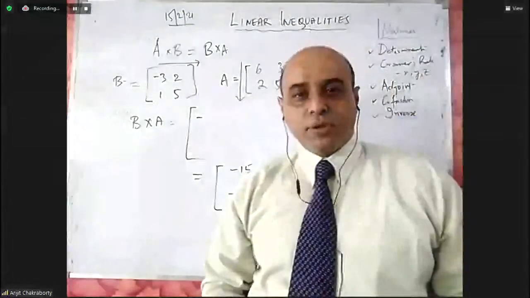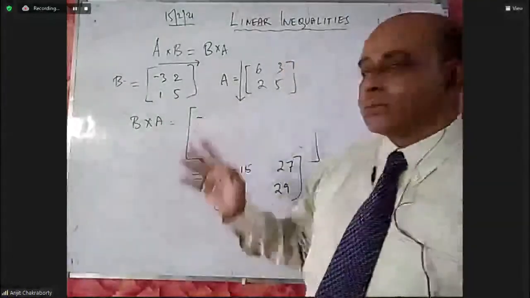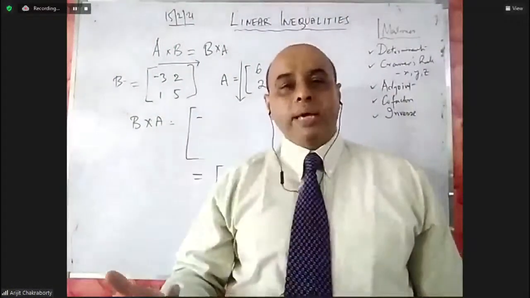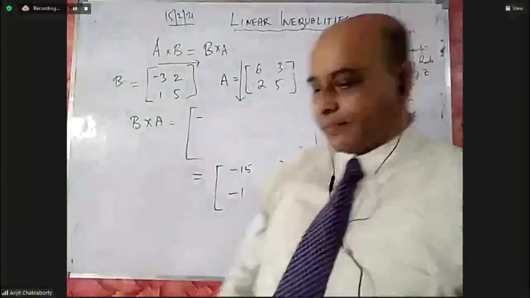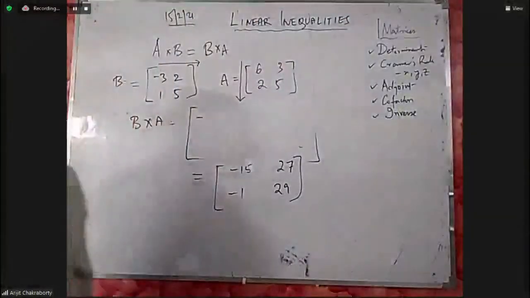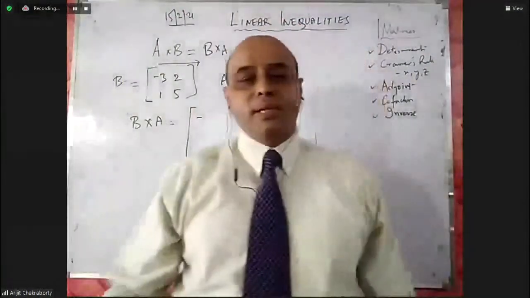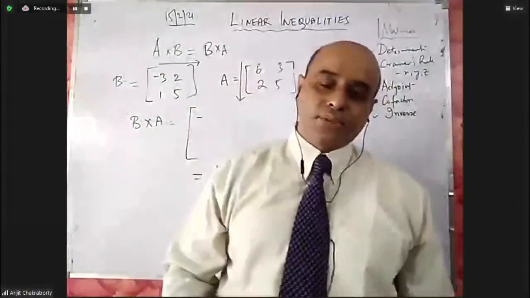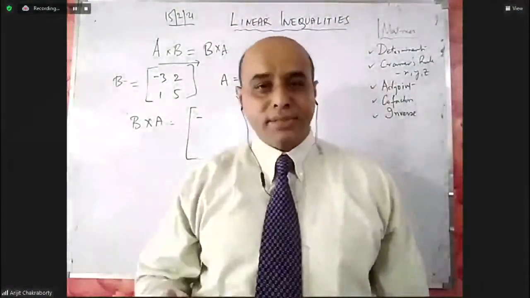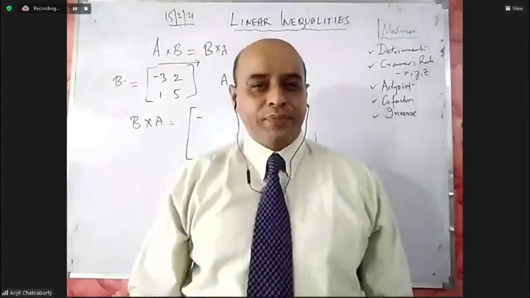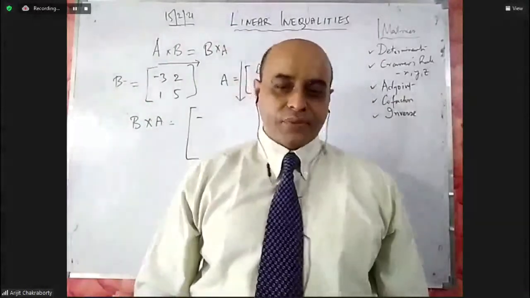Friends, I hope you're following what we are doing. We are just trying to see whether A into B equals B into A or not, right? So 2 into 5 is 10, 5 into 2 is 10, right? 6 into 7 is 42, 7 into 6 is 42. But whether in the case of matrices, A into B gives B into A, that is something we are finding out, right?